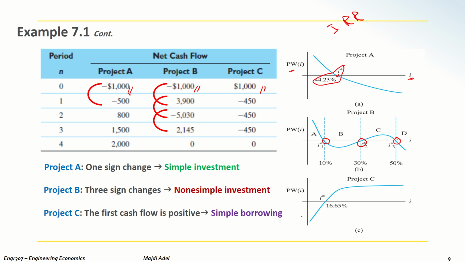And for project B, we can see that there are 3 values of interest rate that make the project present worth equal 0. 10%, 30, and 50%. So 10%, 30, and 50 are all of them internal rates of return for project B.